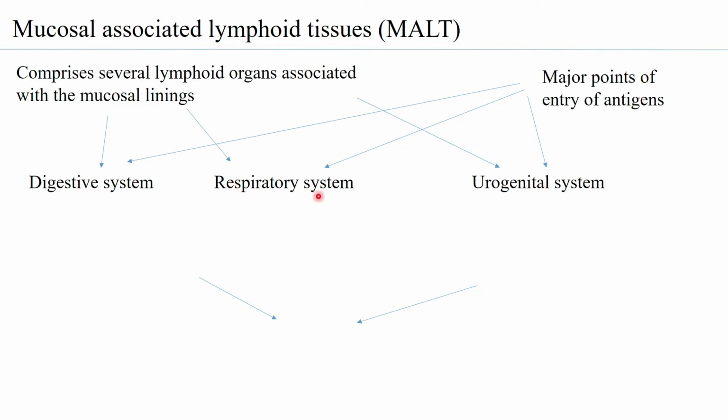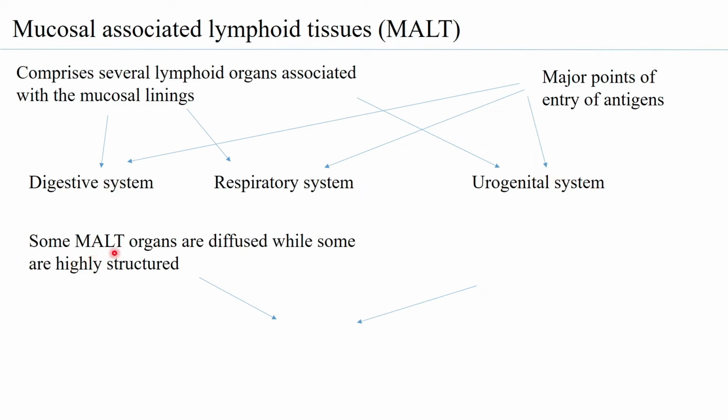By breathing in air, you are able to take up a lot of pathogens from outside. By eating food, you could have foodborne microbes or foodborne antigens that come in. Similarly, through the urogenital system as well. So some MALT organs, that is lymphoid organs, are diffused. That is, they don't have a very particular structure. They are just diffused lymphoid organs, while some are highly structured. Of this highly structured MALT, the secondary lymphoid organs are tonsils, adenoids, and Peyer's patches.